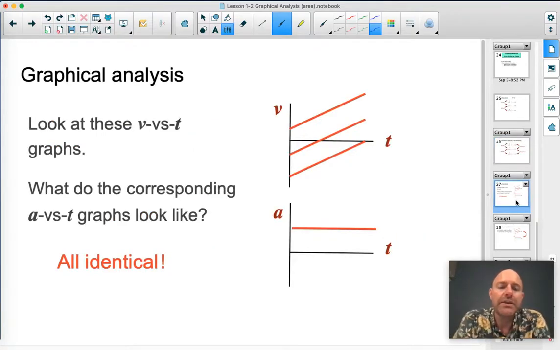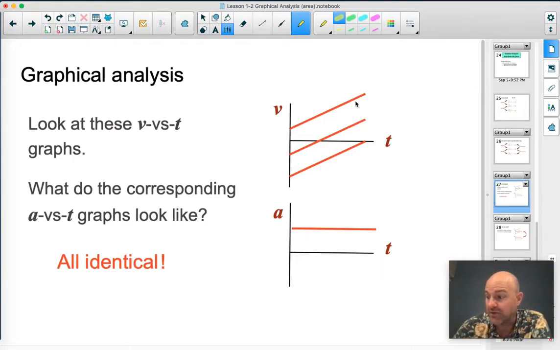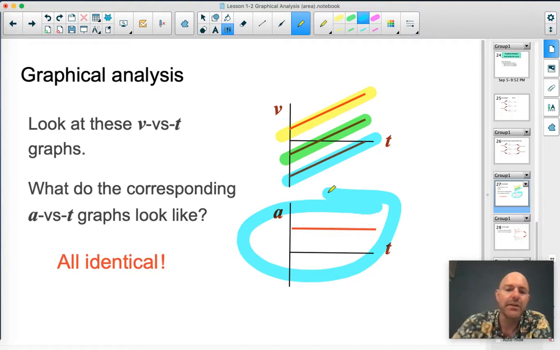The dilemma we run into is this. If I were to give you these three velocity time graphs and ask you what the acceleration time graph should look like, you'd look at them all and say, oh, they all have the same slope, which means the acceleration is the same for all of them. But that means that if I gave you that acceleration time graph, you might say, well, I don't know which of those goes with it.